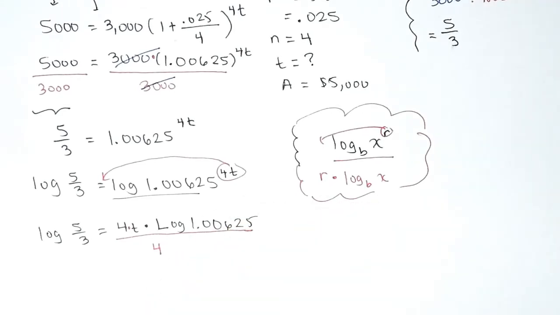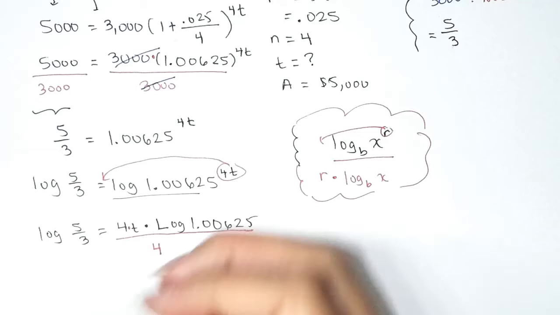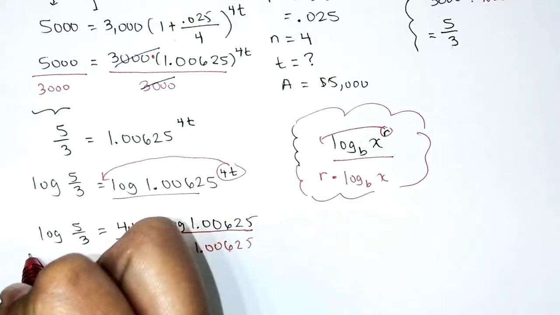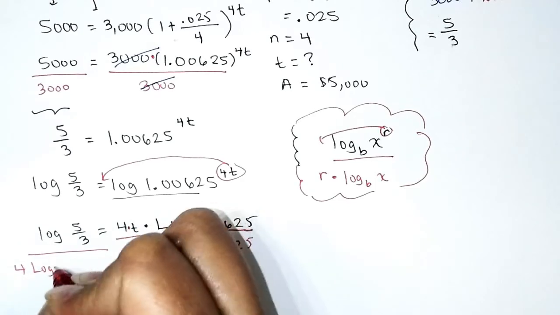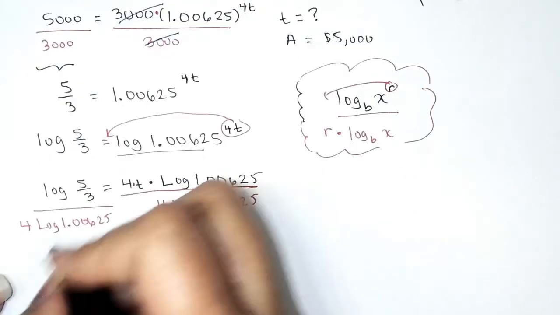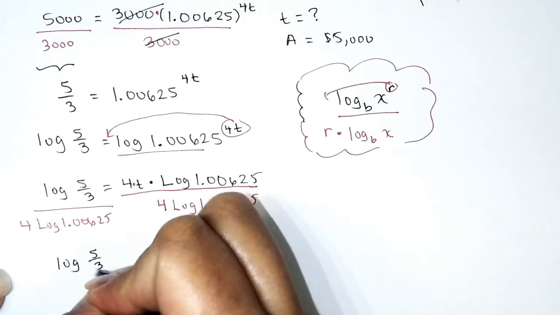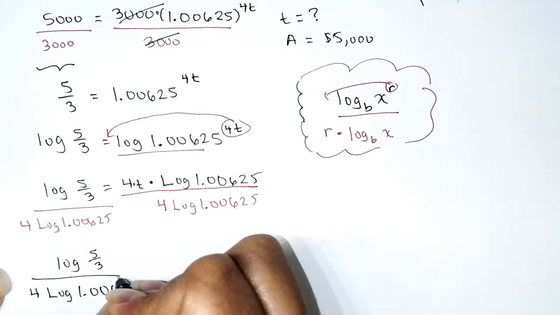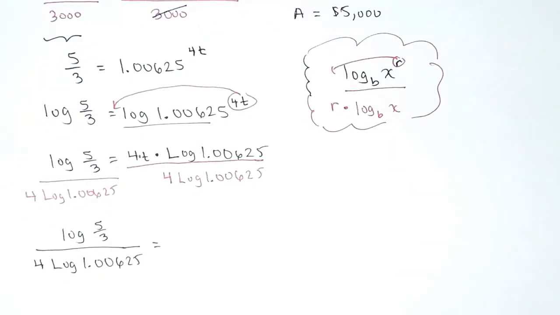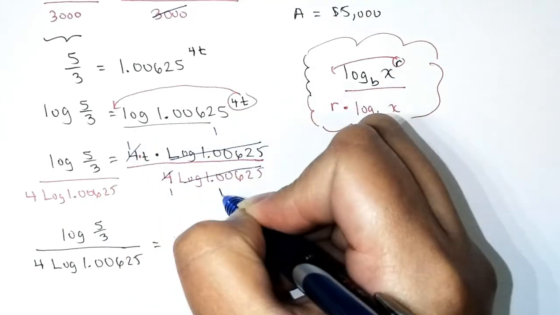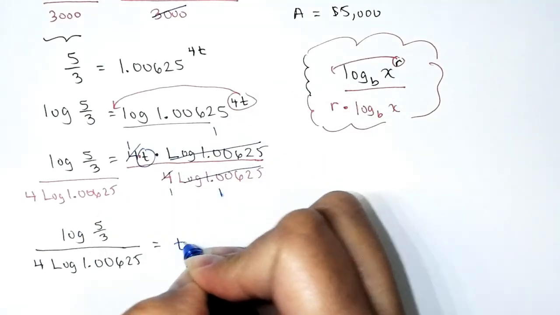So all together, to get rid of the 4 times log of 1.00625, we're going to divide both sides by those two factors. Divide both sides by 4 times log of 1.00625. So on the left side, let's just write down what we have: log of 5/3 over 4 log 1.00625 equals, on the right side, the quotient of 4 and itself will give us 1. The quotient of log 1 point something and itself will give us 1. So that will leave us with the desired variable isolated.